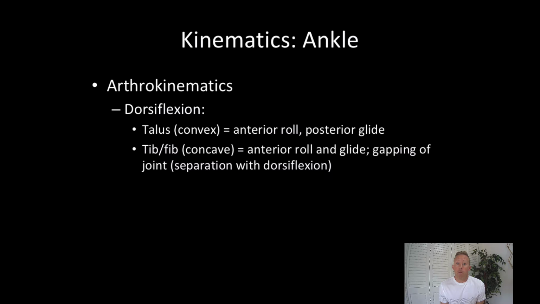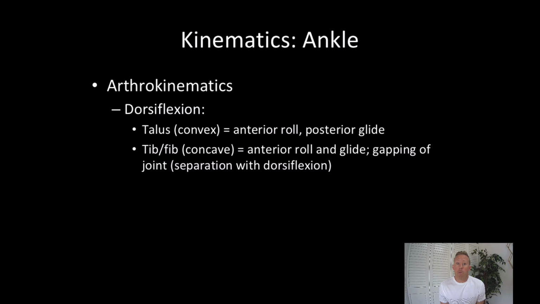And since the talus is the convex end, we know that for the convex bone, the roll and glide occur in opposite directions. So in this case, when we pull our foot up in a dorsiflexion, we would get anterior roll. The talus would roll anteriorly in the joint, and we don't want it to pop off the front side of the joint, so there has to be a posterior glide to keep it centered in the joint.